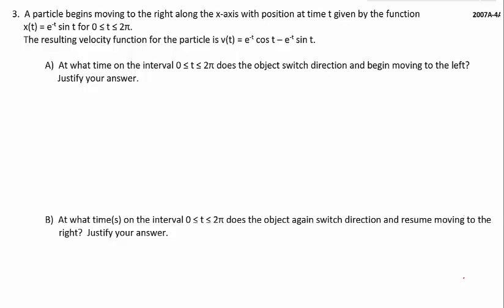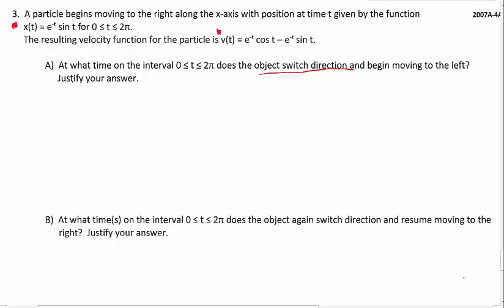In this problem, the work we do for part A is also going to help us answer part B. We're given a position function, and we're given a velocity function, which is to say that we're really given a parent function and its derivative, because velocity is the derivative of position. Then they ask us, when does the position switch direction?